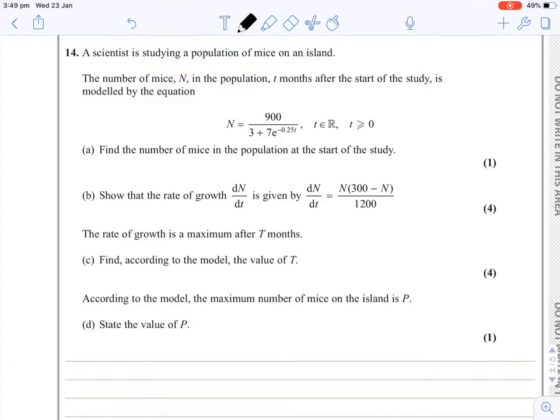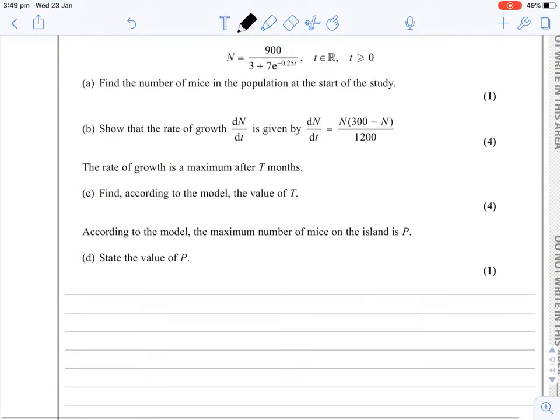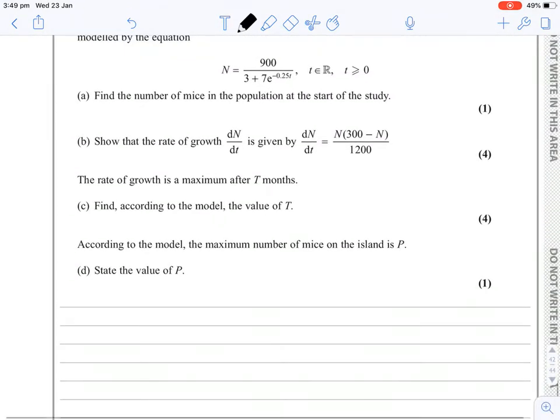Question 14. A scientist is studying a population of mice on an island. The number of mice n in the population t months after the start of the study is modelled by the equation n = 900 / (3 + 7e^(-0.25t)), where t can be any real number greater than or equal to 0. Part A. Find the number of mice in the population at the start of the study.